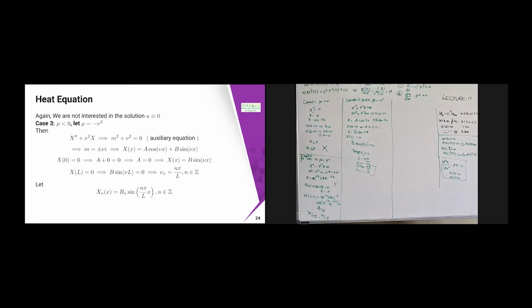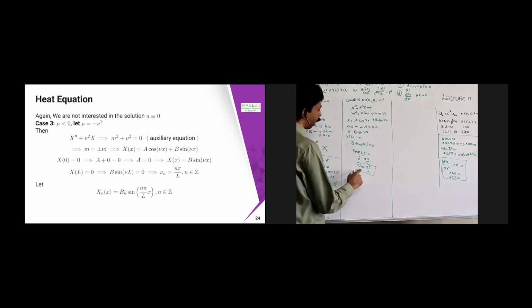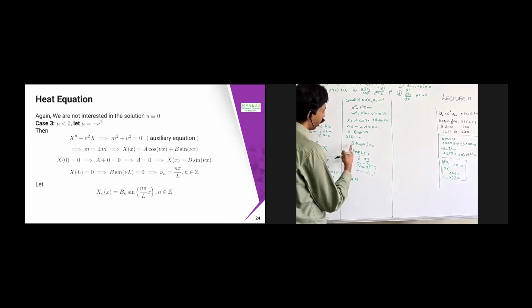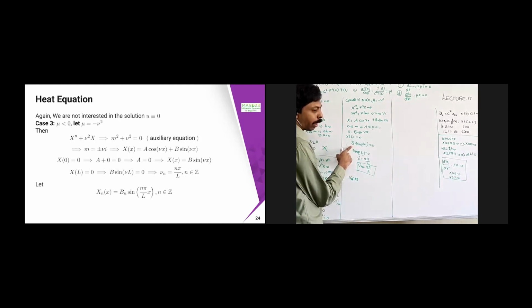Okay, that is going to give me the eigenvalue. So what I am getting in this case is that for each n I am going to get a solution. Therefore, X_n(x) equals b_n sin(nx); I can also take b_n equal to 1.